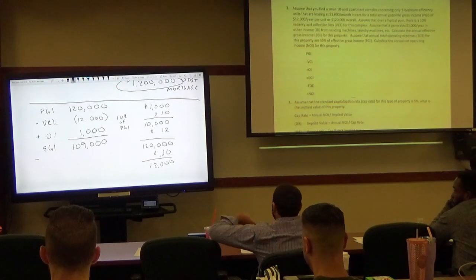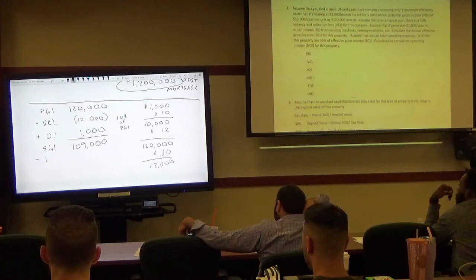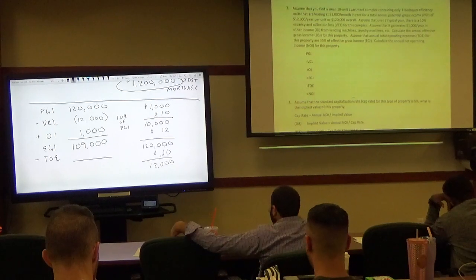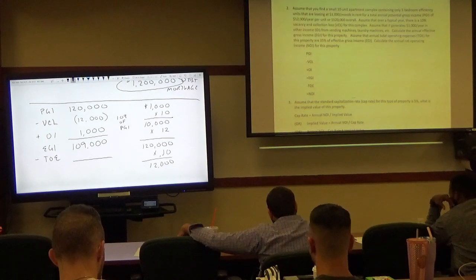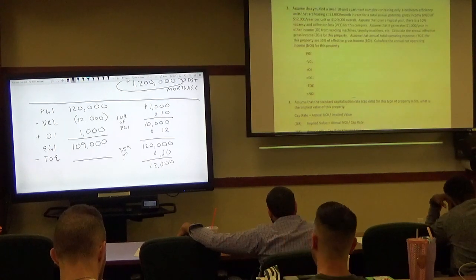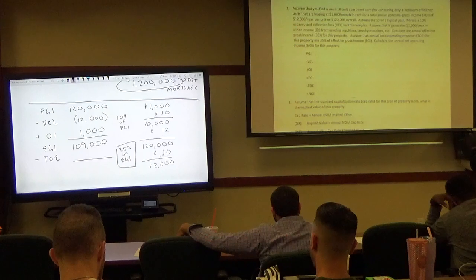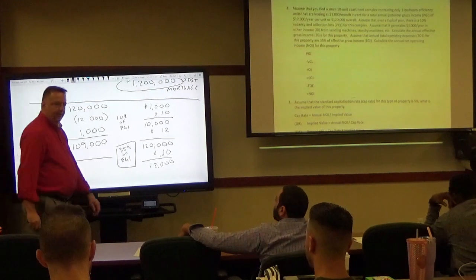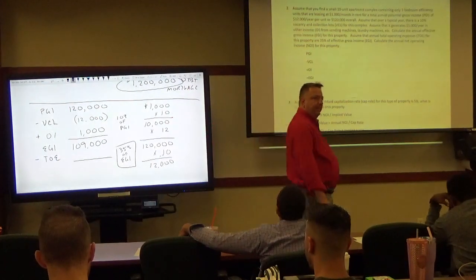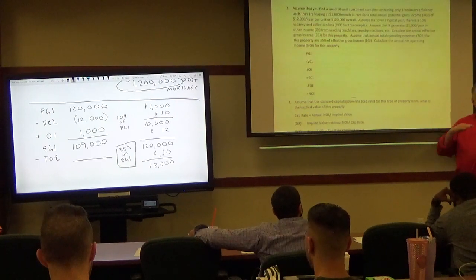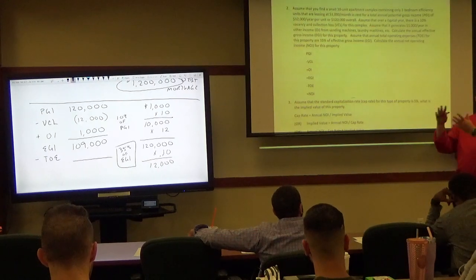Okay, so from there, we're going to subtract out our total operating expenses. In this case, we're being told this is going to be 35% of effective gross income. Now, why would it be of effective gross income and maybe not of potential gross income? Because you didn't collect those. Because you didn't collect, okay? This is the money you've actually collected, so most of your operating expenses are going to be directly proportional to the occupancy.